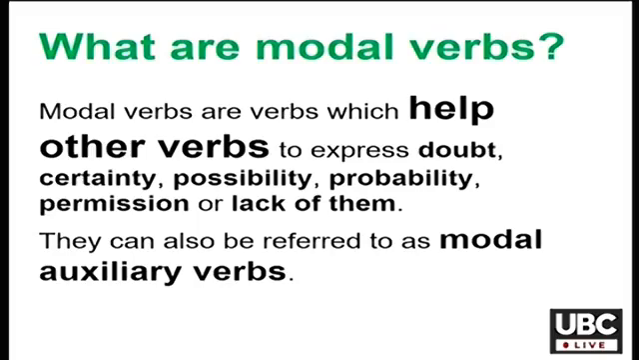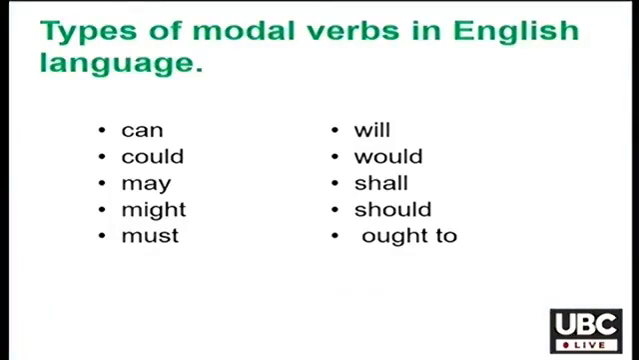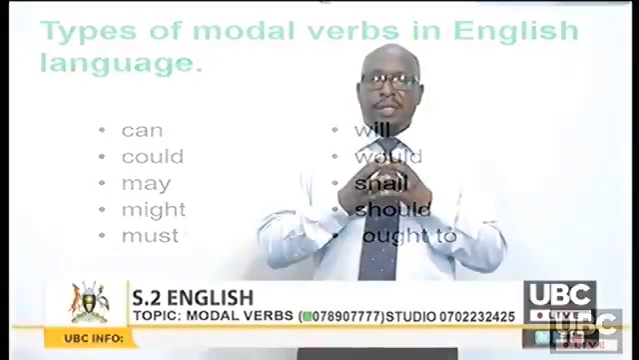Okay, I repeat, modal verbs are verbs which help other verbs to express doubt, certainty, possibility, probability, permission, or the lack of them. When speaking or writing, we could also refer to them as modal auxiliary verbs. In other words, helping verbs. Okay? Now, we have got types of modal verbs. The types of modal verbs are the following: can, could, may, might, must, will, would, shall, should, ought to. Those are the major types of modal verbs that we use in speaking and writing.